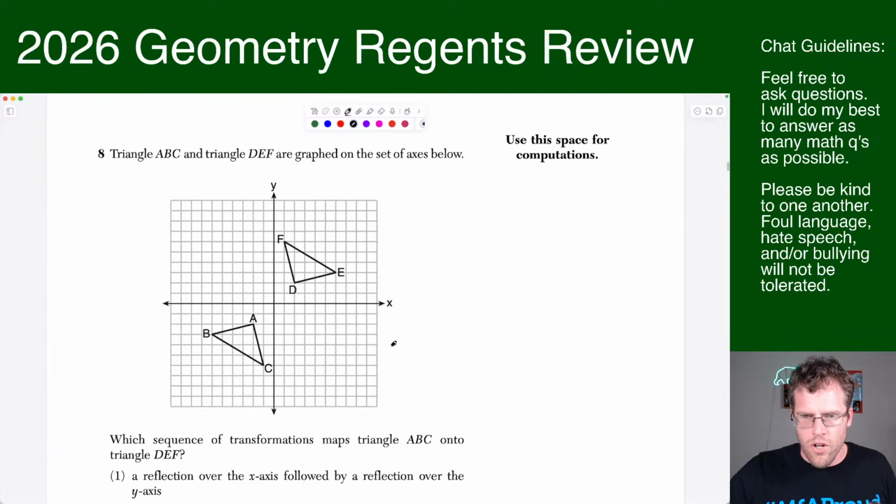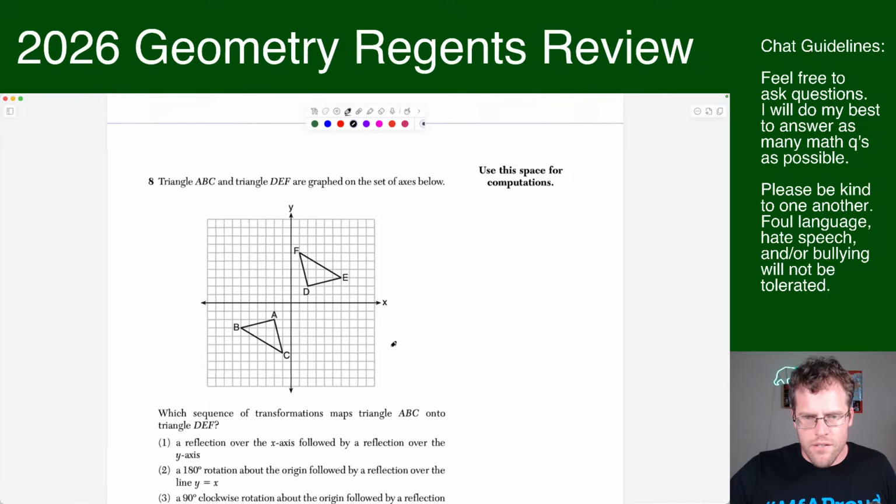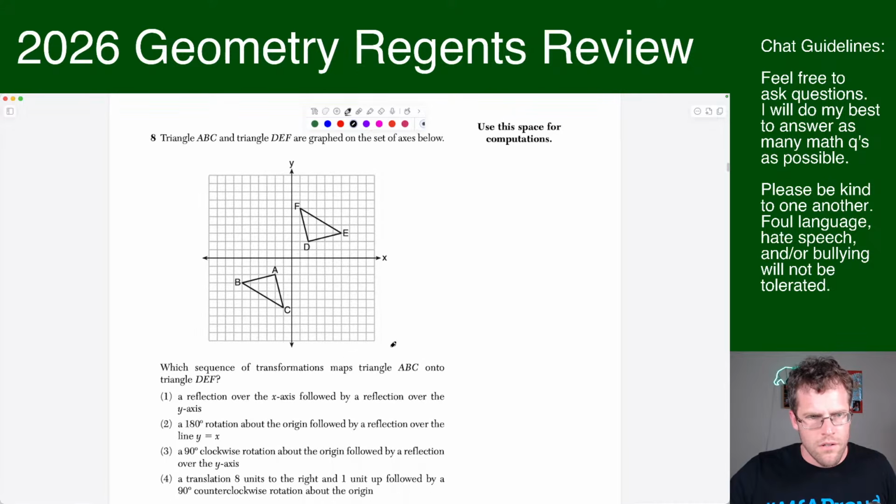So moving on. Question 8. All right, here we go. Which sequence of transformations maps triangle ABC onto triangle DEF? For this one, you just go through them one by one. Now, the danger here is to check more than one point, because sometimes it'll work for one, but it won't work for all of them.